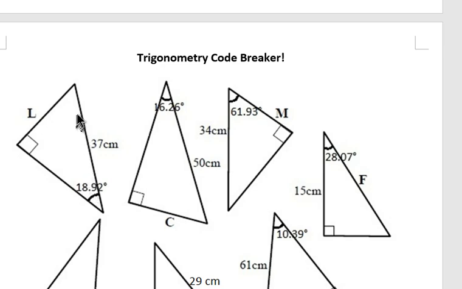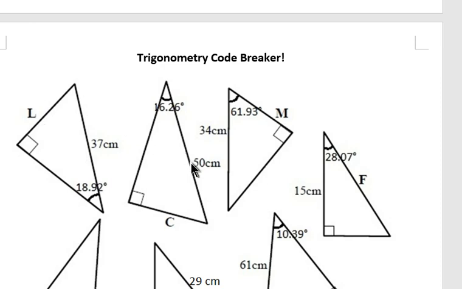The way you do this is use sine for the opposite. We start with 37, as that's the long side. 37 sine 18.92 on your calculator, hit equals, and you'll find the answer for L.